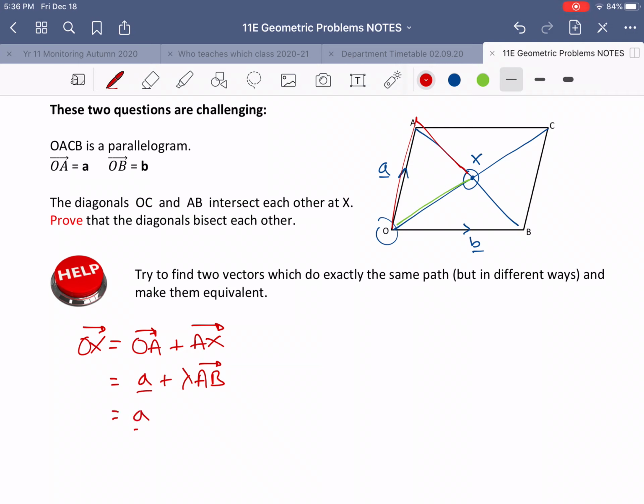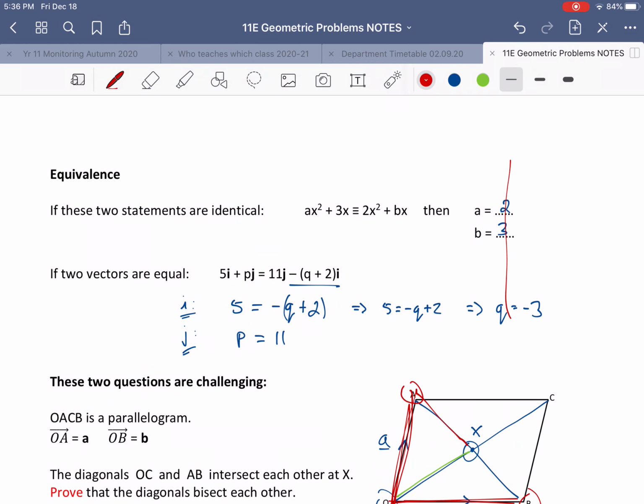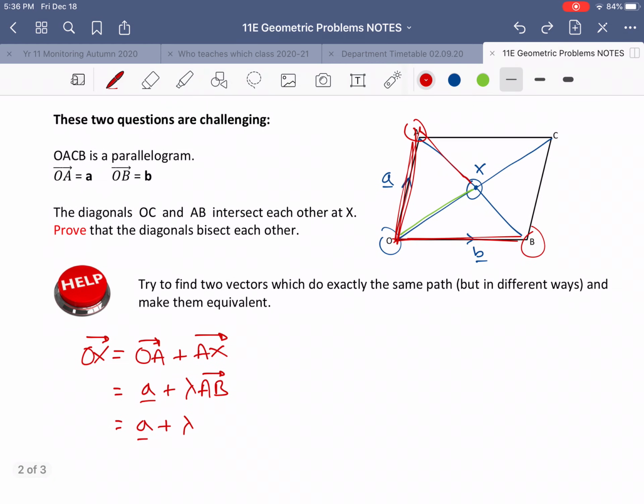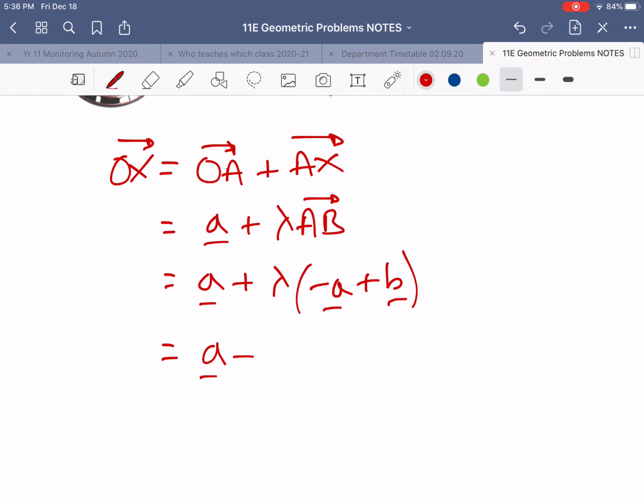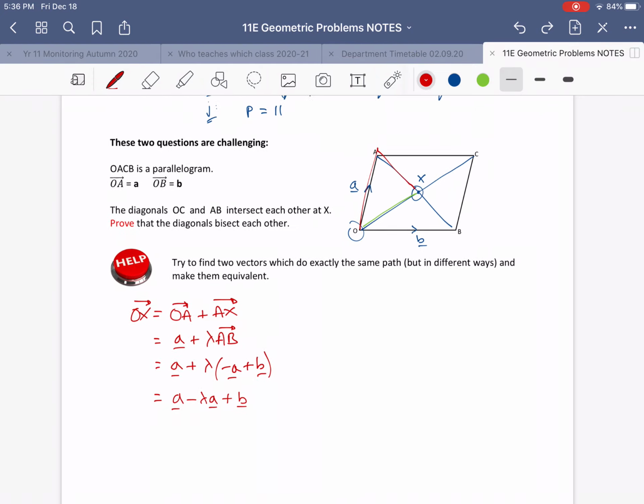Now, we have lambda A to B. Well, there's another way I can describe A to B. To get from A to B, I can go down along there and then across there, and that's what I'm going to do. A to B, this one here, is going to be minus A plus B. So I'm just going to tidy this up. So we have A, our minus lambda A, plus B. That is O to X. So that's the red route.